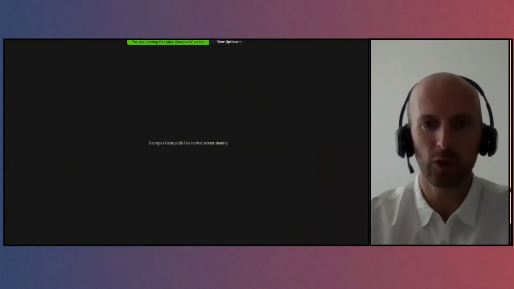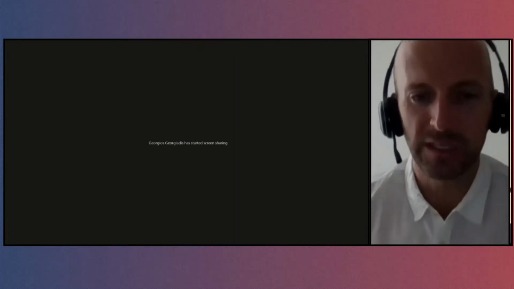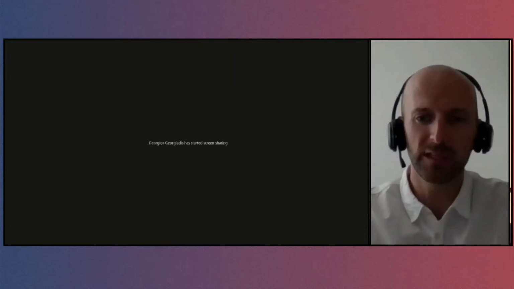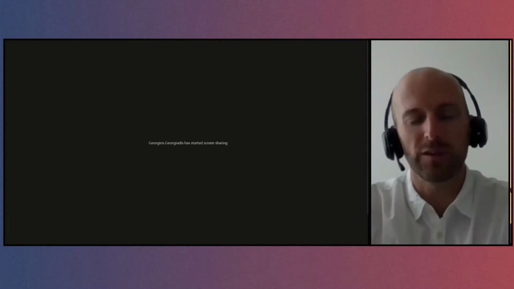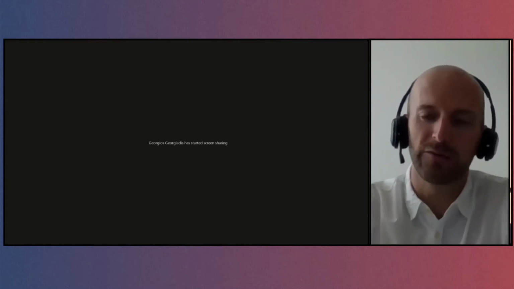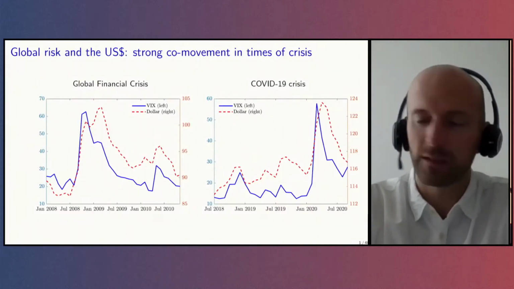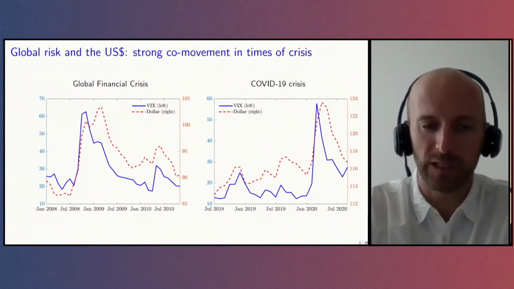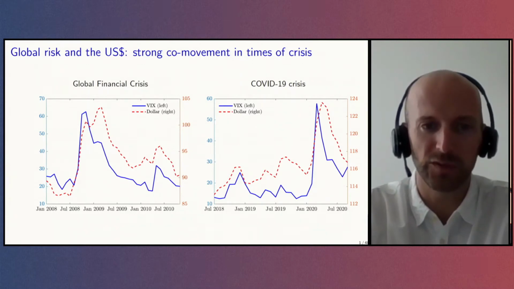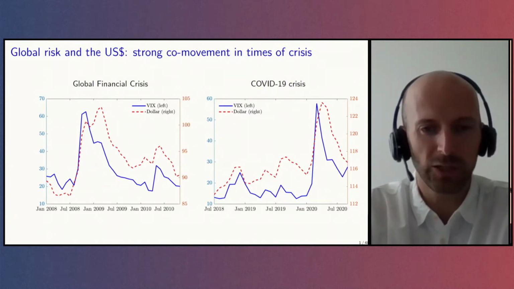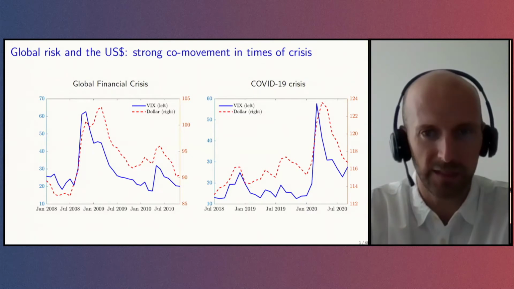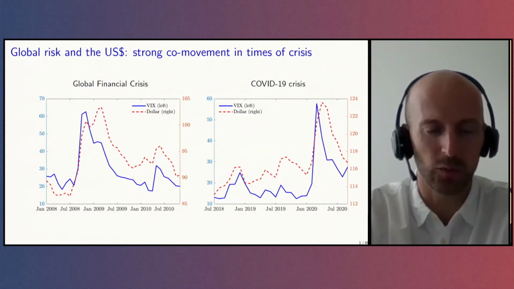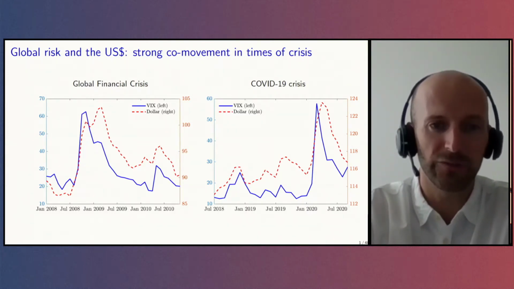So I would like to motivate this paper more concretely by showing you these two charts here. What you can see are two prominent episodes. First, on the left-hand side, the global financial crisis, and on the right-hand side, you see the early stages of the COVID pandemic. In both cases, you see the evolution of a common measure of global risk, the VIX, and the dollar exchange rate. When the VIX goes up, that reflects an increase in global risk aversion. And when the dollar exchange rate in these charts goes up, that reflects dollar appreciation.